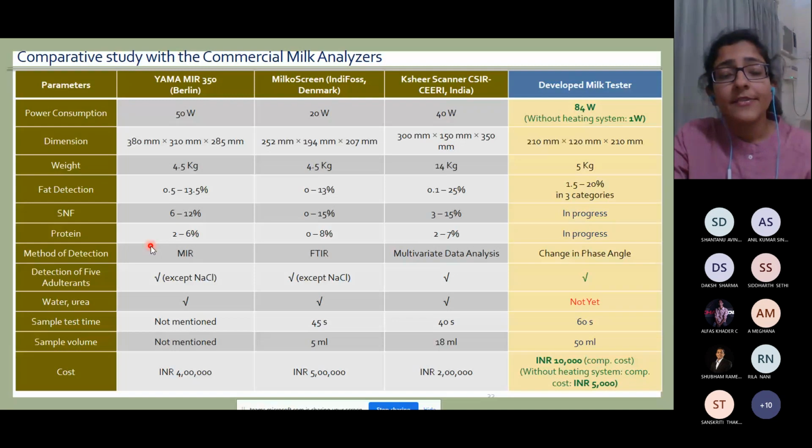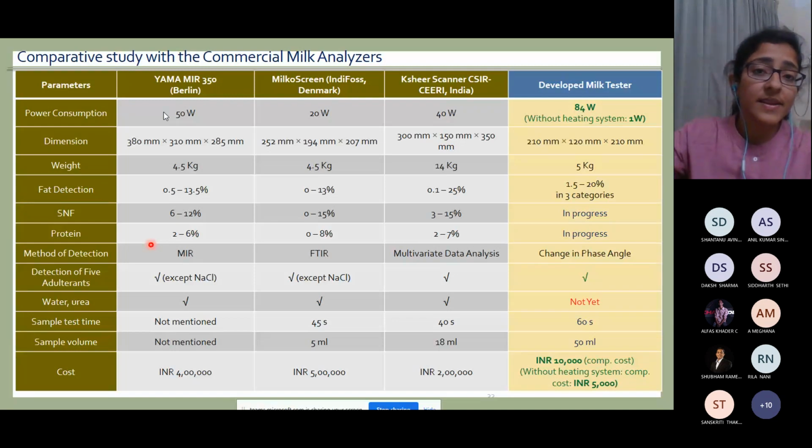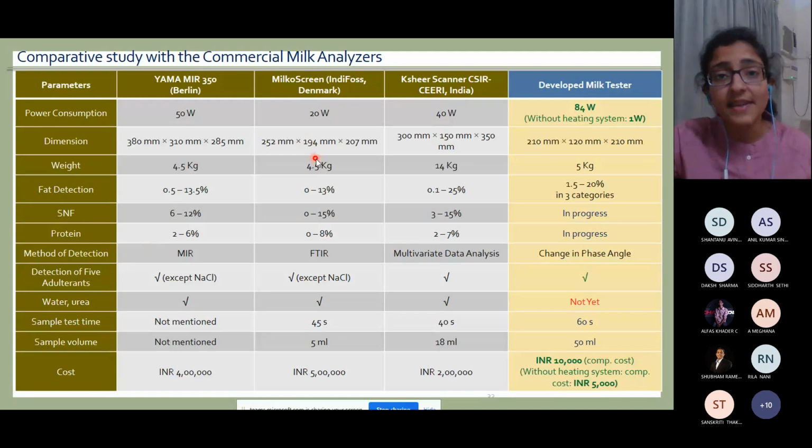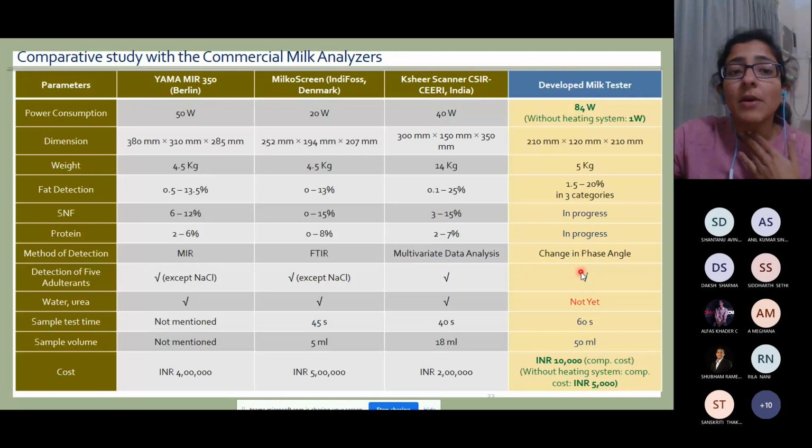And finally, we have done some comparative study with two other milk analyzers, and what their specification is and what our specification is. In the power consumption, these are 50, 20, and in our case it is 84 watt. But if we remove this heating system, because they don't have any heating system, it is 1 watt. For freshly collected milk samples the results are similar, so we don't need this. So this is minimum here.